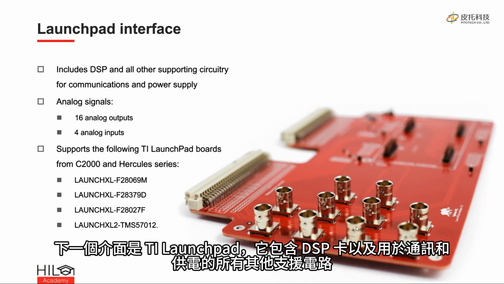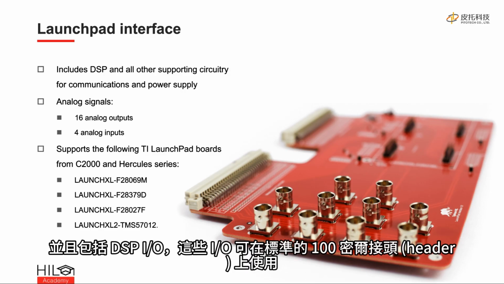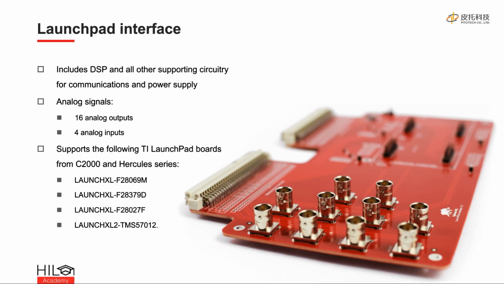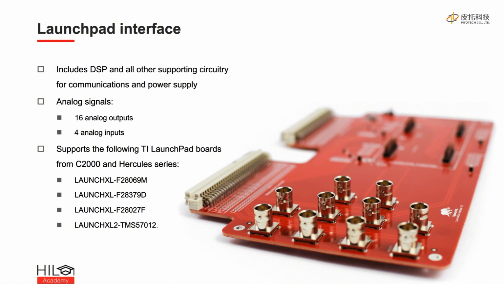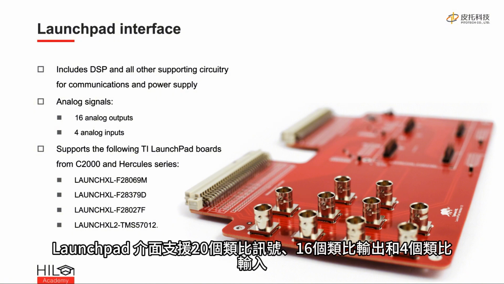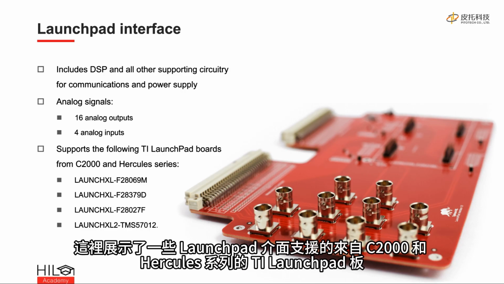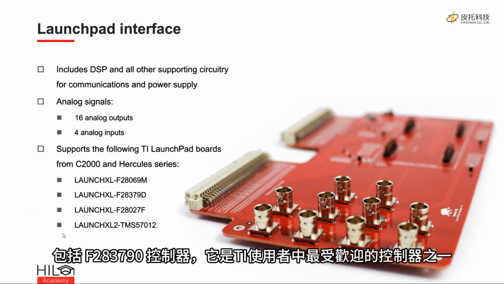The next interface is the TI Launchpad, which contains the DSP card and all other supporting circuitry for communications and power supply, including DSP IOs available on the standard 100 mil headers. This means that the Typhoon Launchpad interface enables easy plug-and-play connection of the Launchpad board to Typhoon real-time simulators. The Launchpad interface supports 20 analog signals, 16 analog outputs and 4 analog inputs. Some of the TI Launchpad boards from C2000 and Hercules series supported by the Launchpad interface are shown here, including the F28379D controller, which is one of the most popular among TI users.